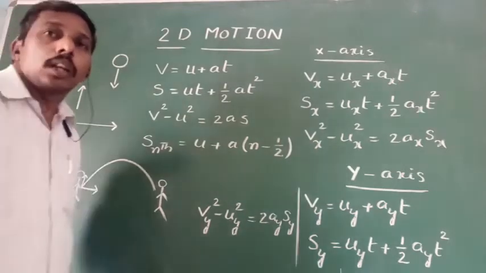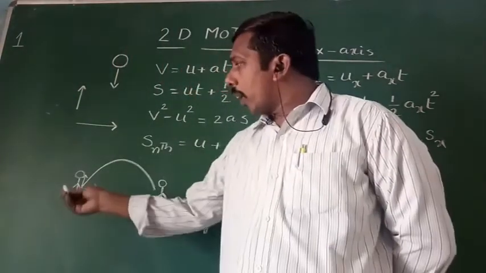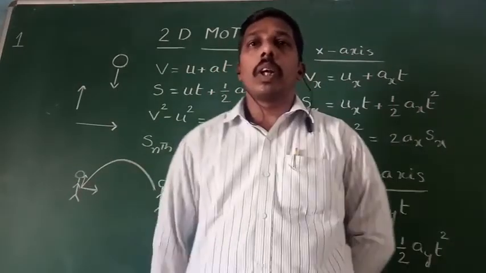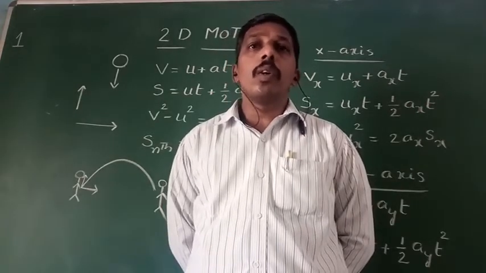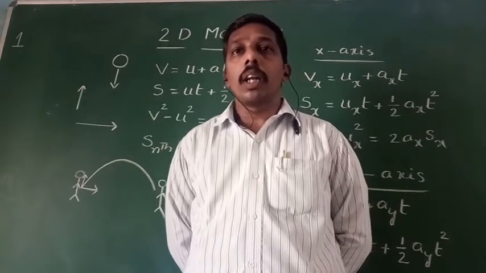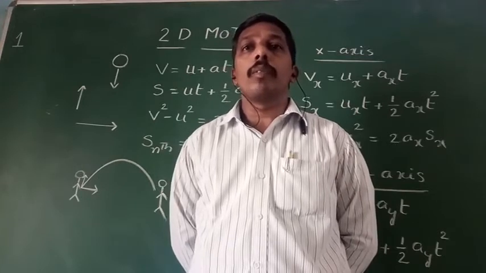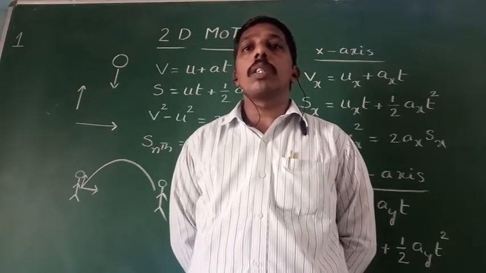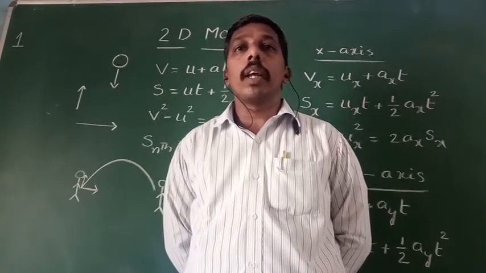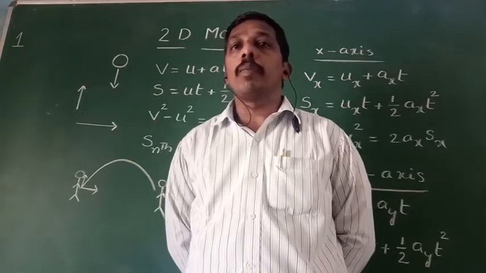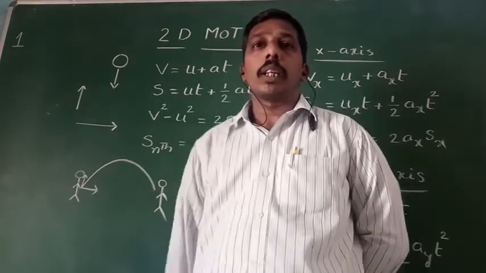Not only a shuttlecock, if you observe a volleyball, in the case of a volleyball also, the ball travels like this. Next, in a cricket game, the ball hit by a bat is also simultaneously traveling along the horizontal direction and vertical direction. These are some examples of two-dimensional motion. Two-dimensional motion is also called motion in a plane because it is traveling in two directions. That's why we call it motion in a plane. So the ball simultaneously travels along the horizontal direction and vertical direction.